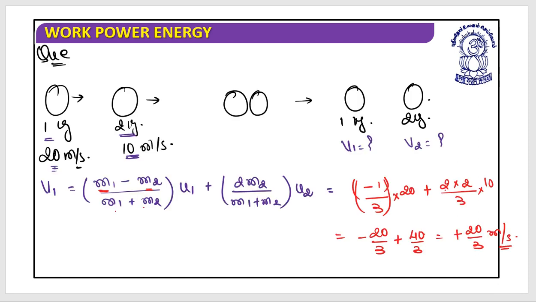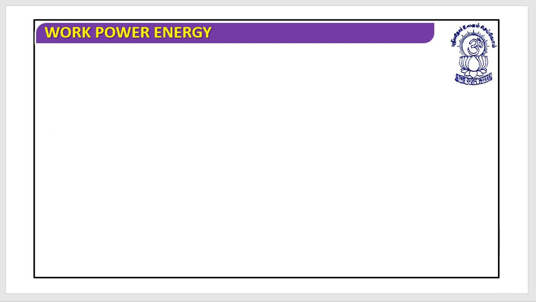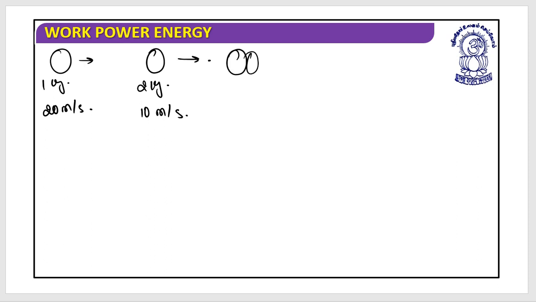This was our first question. Have a diagram of this in your book, and we will do this one more time, but with a slightly different approach. A 1 kg body moving at 20 meter per second, and a second body of 2 kg moving at 10 meter per second. They are moving in this direction, going to collide somewhere here, and then again move with 2 kg and 1 kg.